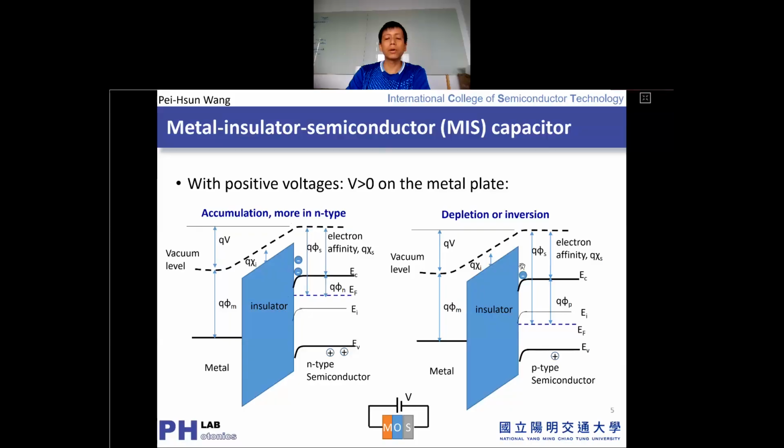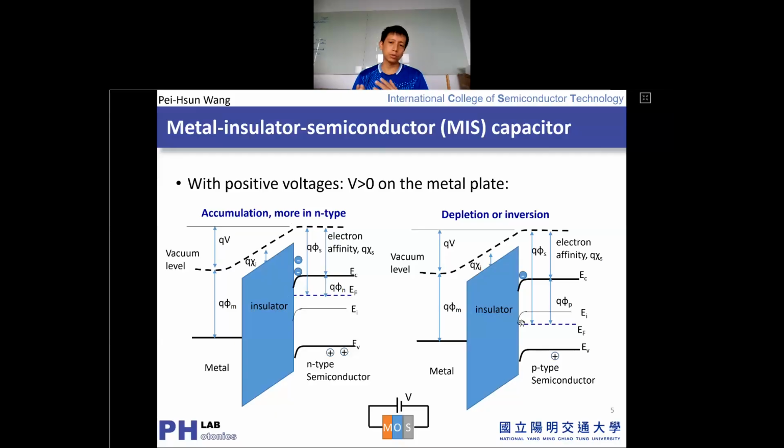And in p-type regions, these electrons will cancel out the majority carrier along the surface, so we call it the depletion type. And with an even stronger field applied to the surface, we get the inversion one, in which we change the polarity of the semiconductor from p-type to n-type. So this is a really simple case.